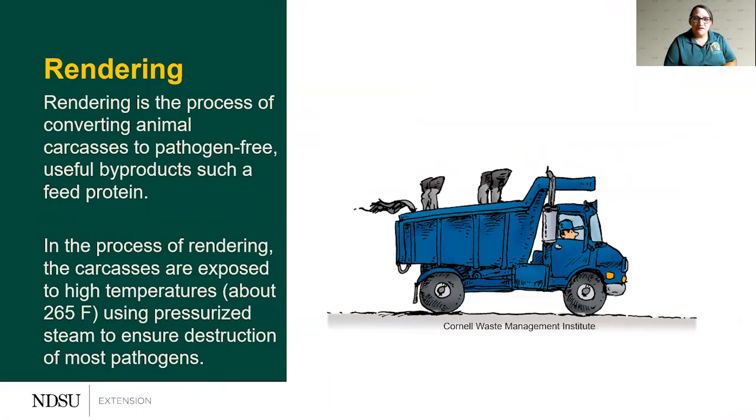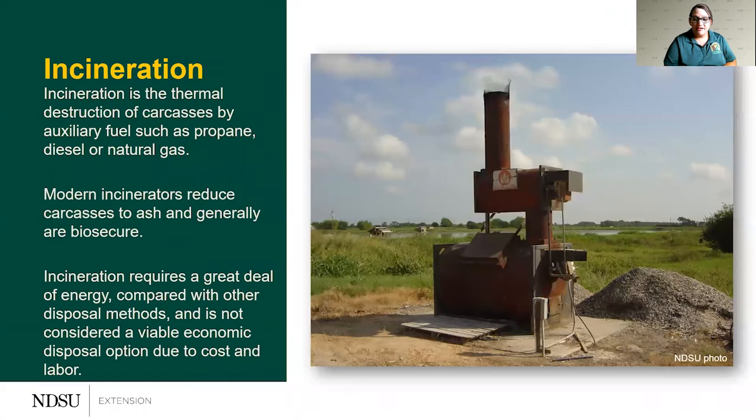So we're going to run through just a few of the options of disposal right now. So rendering, like I said, is one of them, though it is quite pricey. Just to give you an idea of what it is, the carcass is exposed to very high temperatures and pressurized steam, which denatures or destructures the pathogens. Incineration is also something of a high temperature, so it's basically burning, but it's burning with special filters at a specific temperature. And the carcass is reduced to ash. However, this takes a great deal of energy. And also you have to have specific permits from the air quality department to run an incinerator.